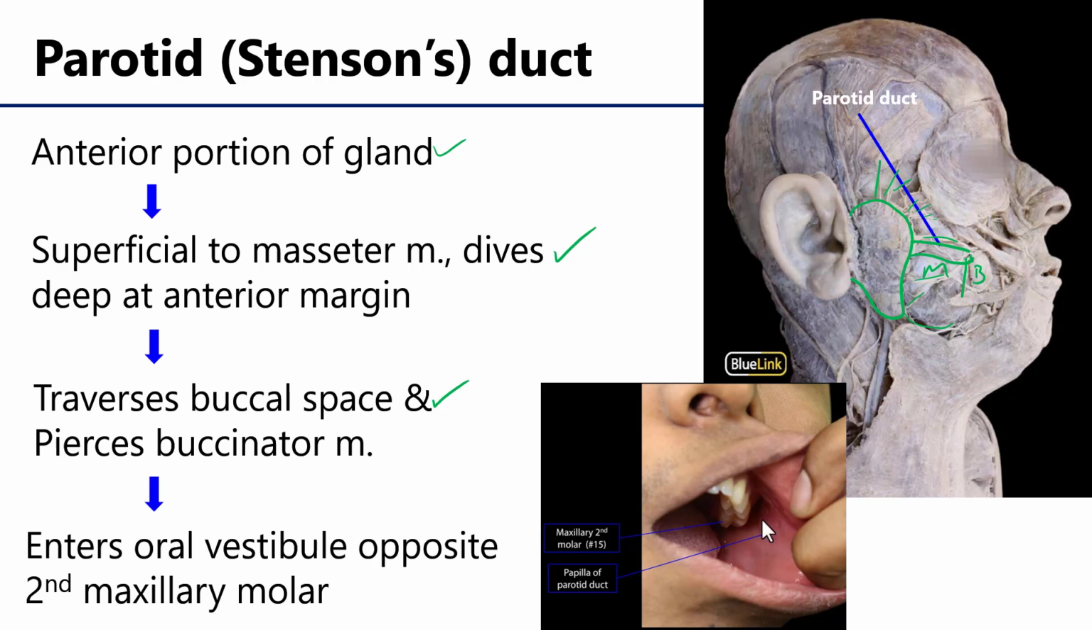And the papilla for the Stenson's duct, or parotid duct, is located adjacent to the maxillary second molars, which we can see right there. And so the saliva from the parotid gland empties out into a region of the oral cavity known as the oral vestibule. That's everything outside of the dental arcade and bounded by the lips and cheeks.